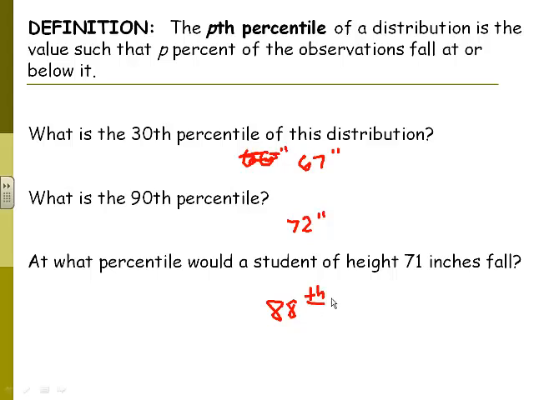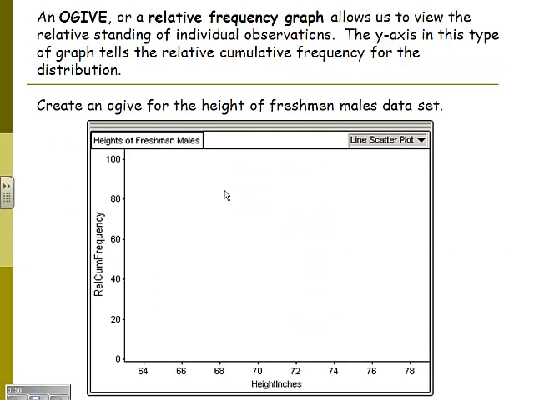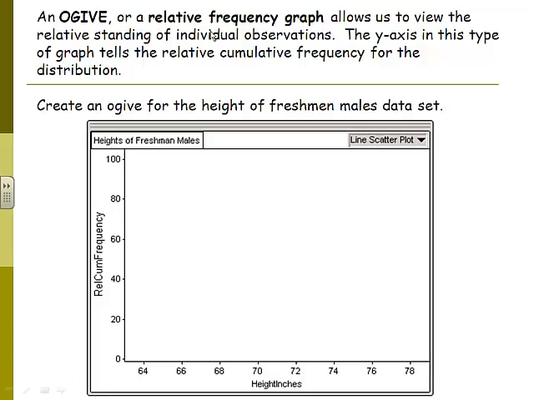Okay, so that's the way you do percentiles. The pth percentile is the value such that p% of the observations fall at or below it. Alright, so now we're going to make something called an ogive. An ogive is a relative frequency graph that allows us to view the relative standing of individual observations.